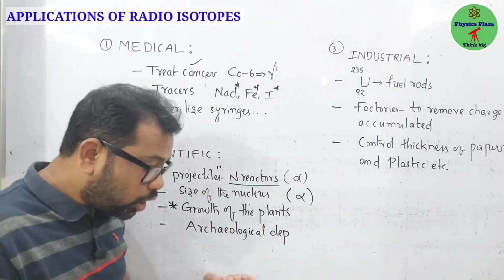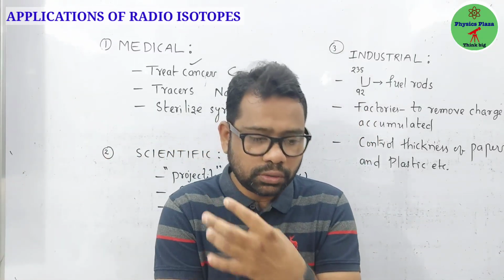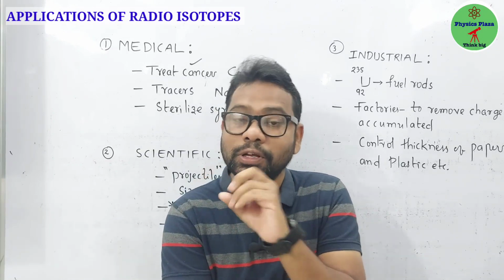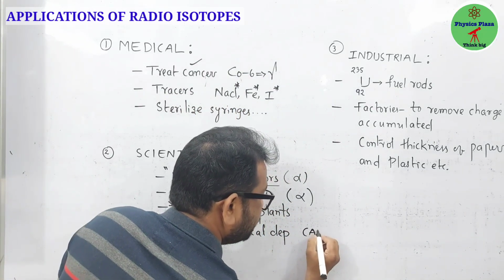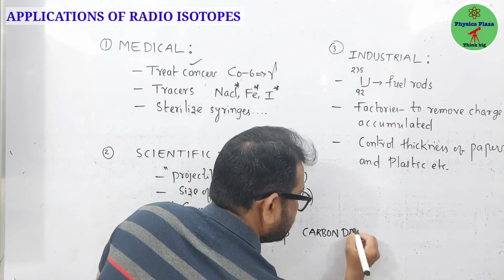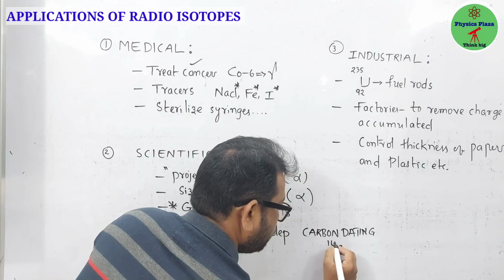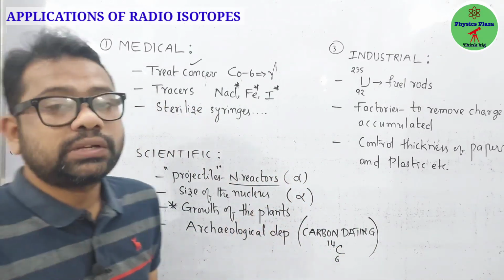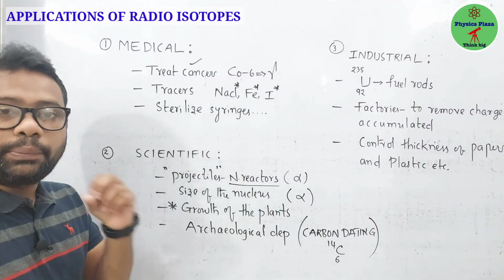Fine. Next are archaeology department people. Generally, archaeology people estimate the age of rocks and the age of buried plants. That method we call carbon dating, where they use C-14 to know the age of the rocks and the age of the buried plants. Okay? So these are the scientific applications.